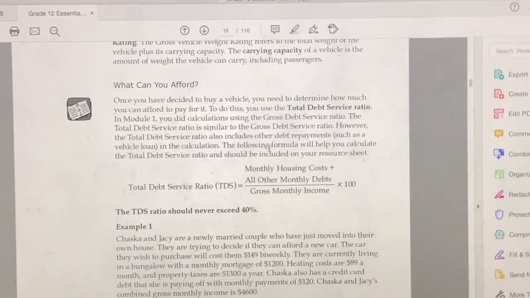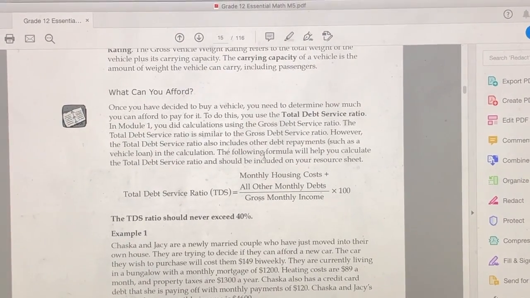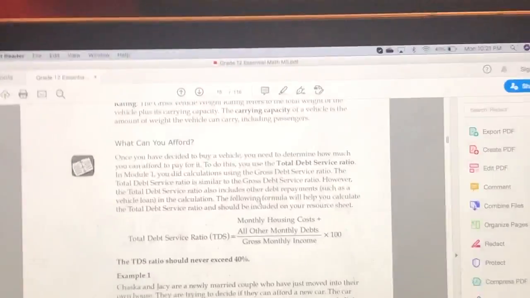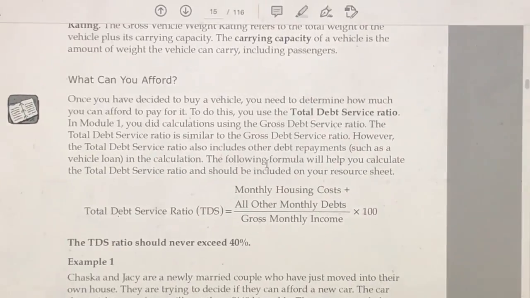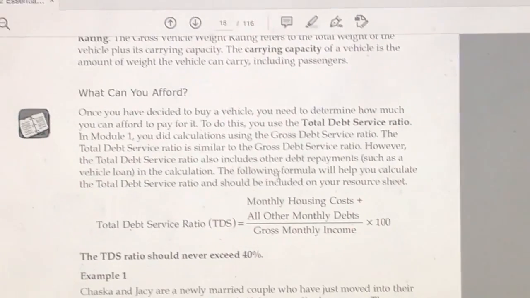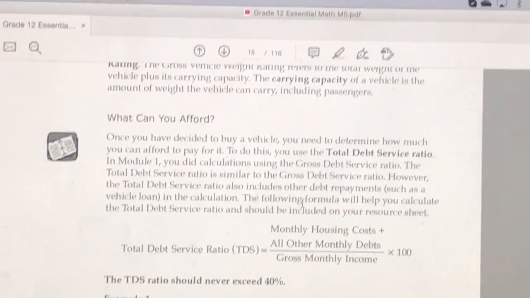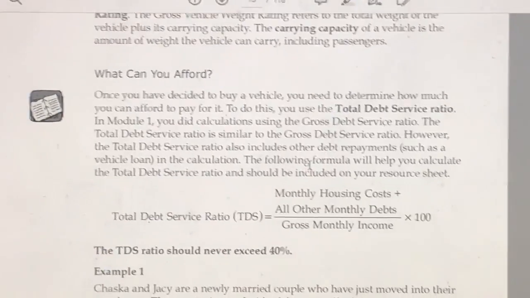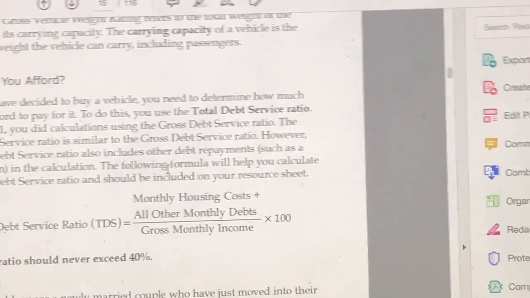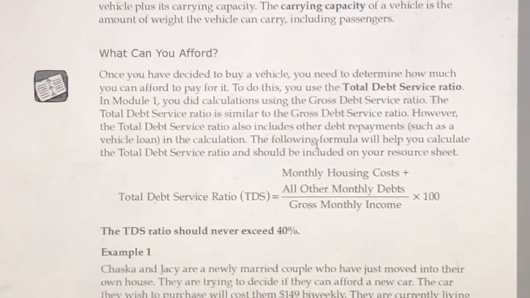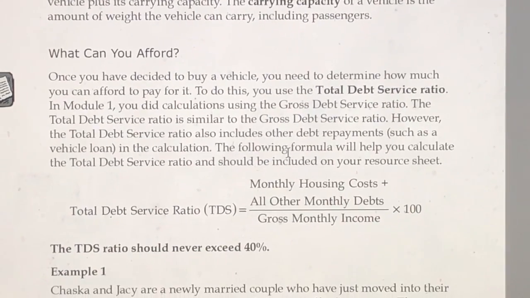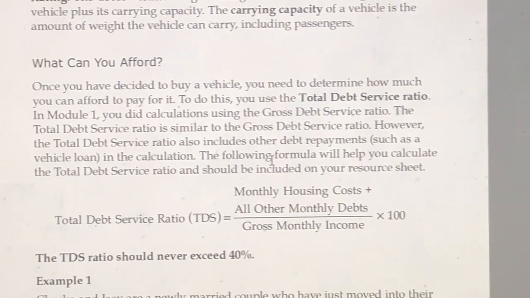This is where I want to talk about what you can afford. We're going to be talking about the total debt service ratio. It should look very similar to when we did housing with GDSR. We're looking for a specific percentage of what you can afford to pay for a car or the loans. So we call it TDS instead. And this time it's not the same as the GDSR. We're looking at 40%. So it shouldn't exceed 40%. That means you can't afford it.